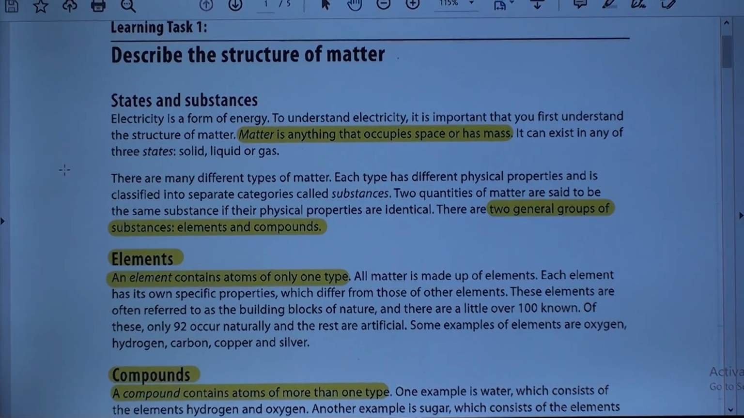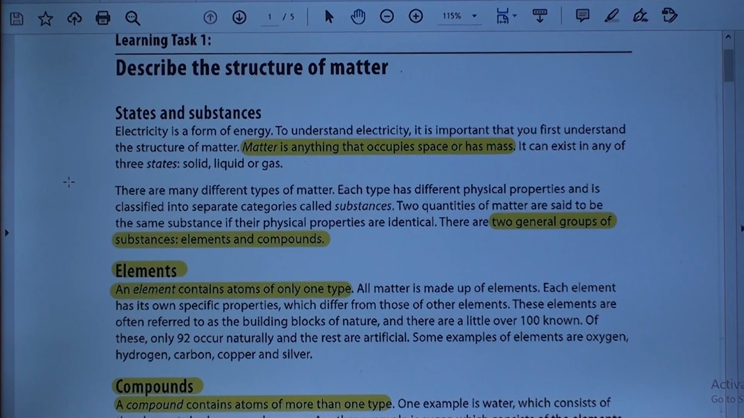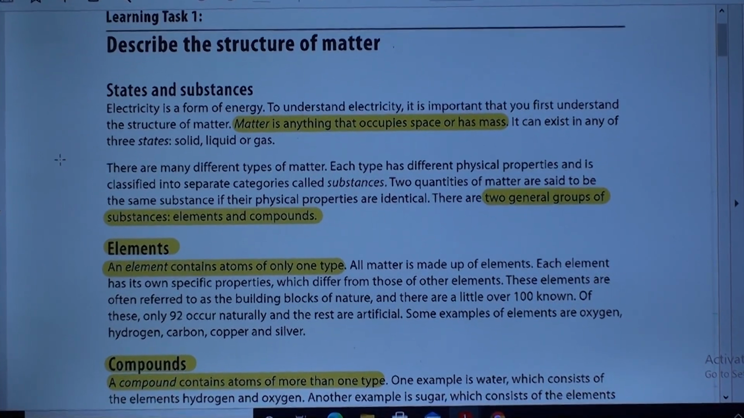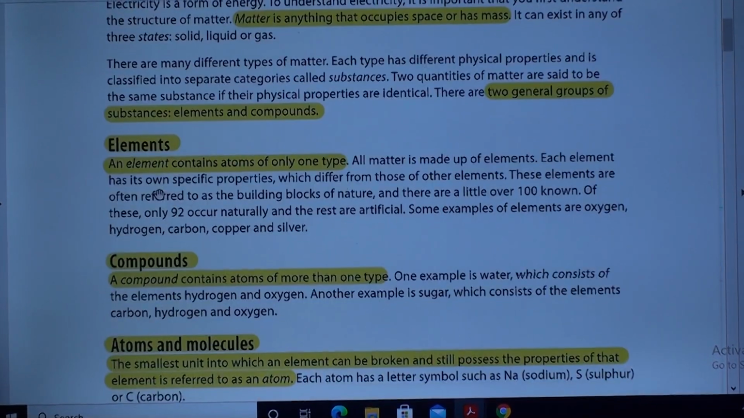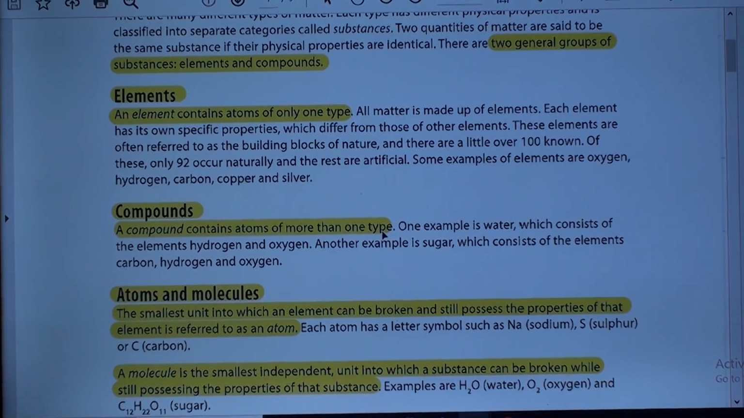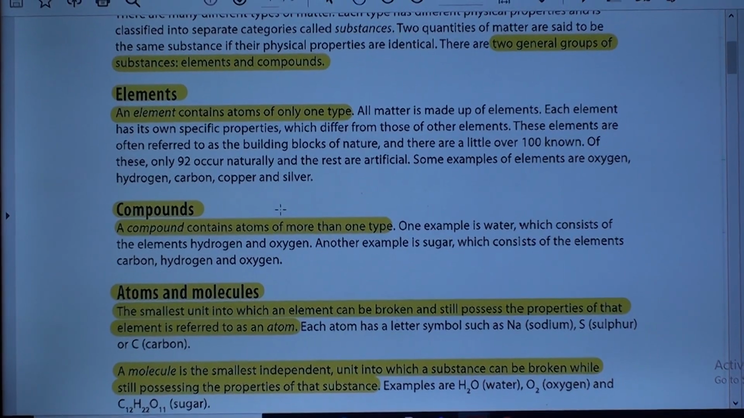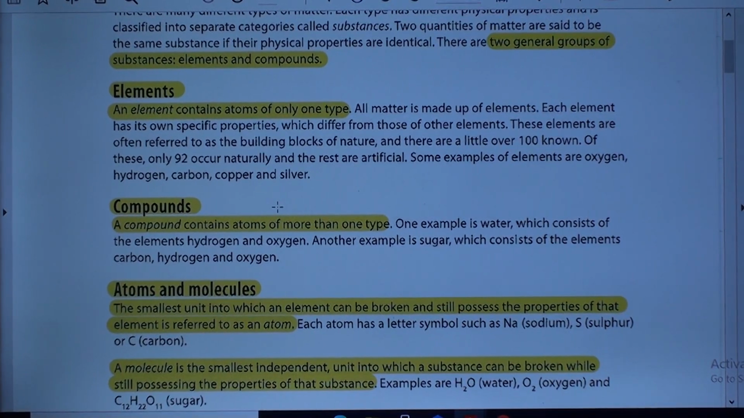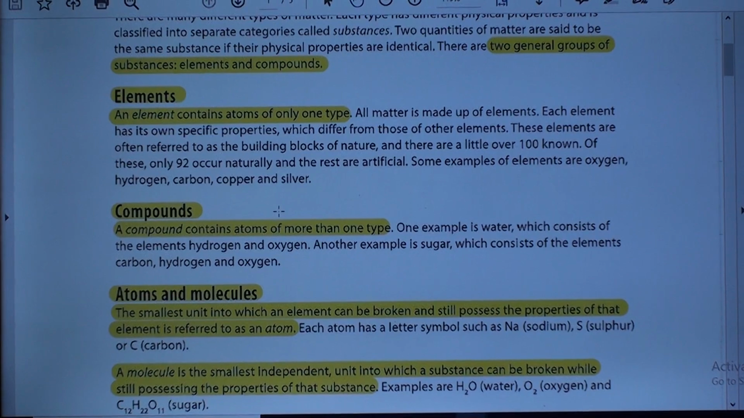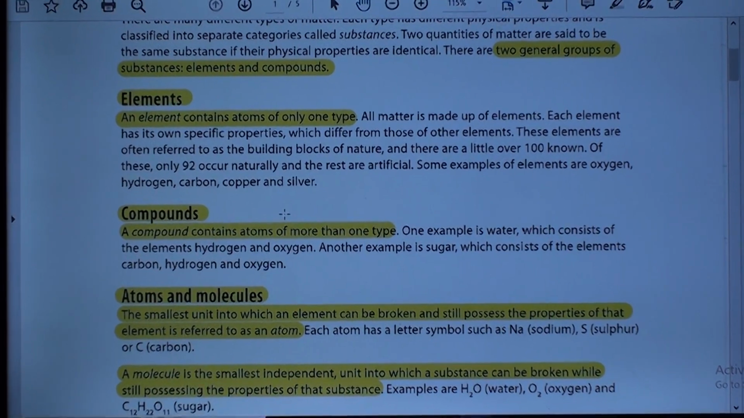Okay? Now, one of the interesting things is that these elements can actually connect together. And you can have different elements joining together, and that's what we call compounds. Okay? Compounds contain atoms of more than one type. Now, it could be that you have a compound that has the same elements in it, but usually compounds contain atoms of more than one type.